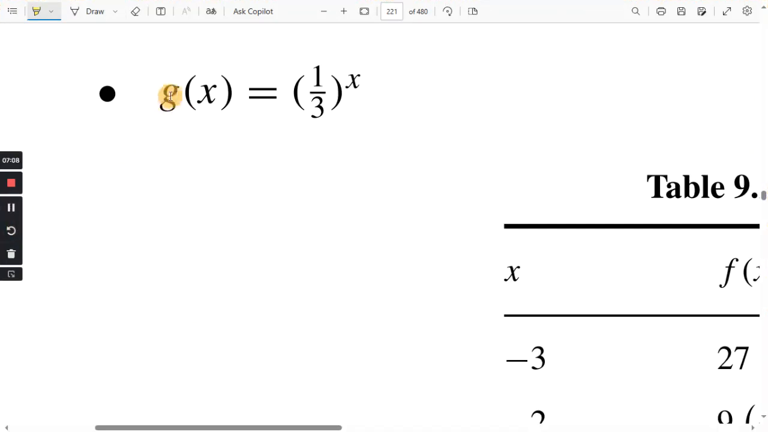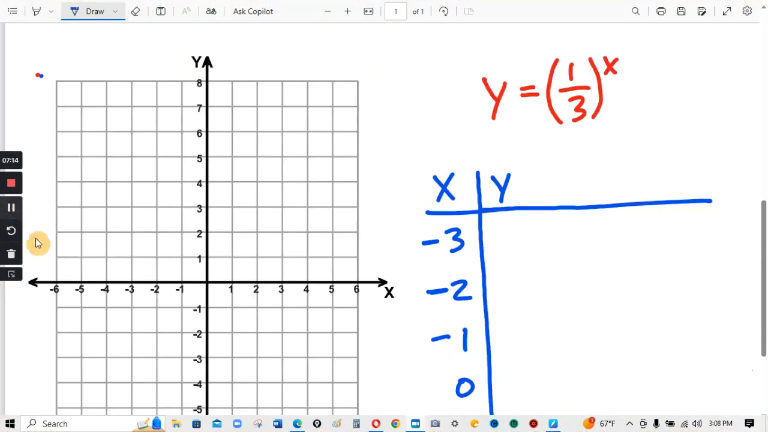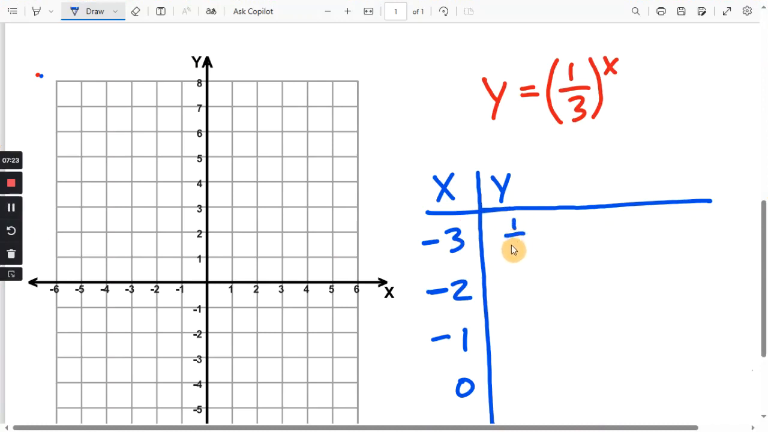All right, let's try g of x equals 1/3 to the power of x. Let's go to the graph paper. All right, so same setup as before. So x is -3, that's going to be the exponent on 1/3. So that's going to be 1/3 to the -3. And let's see if I have enough room. This is going to be 1/3 to the -2. This is going to be 1/3 to the -1.